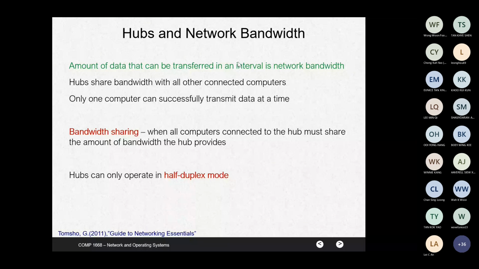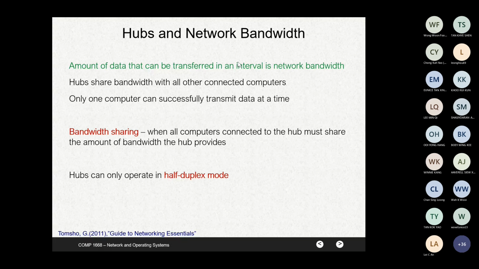Only one computer can successfully transmit data at a time. This is also another point. One computer only can transmit at a time because they are sharing the bandwidth. So what is bandwidth sharing? All computers connected to the hub must share the amount of bandwidth the hub provides.